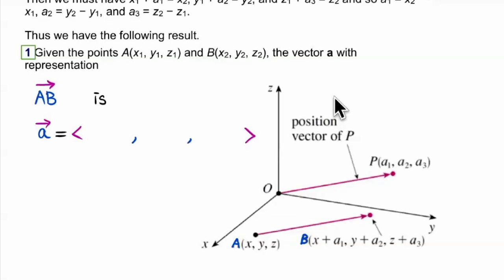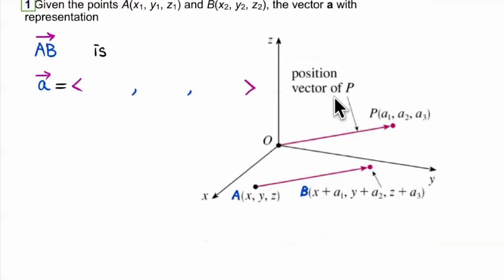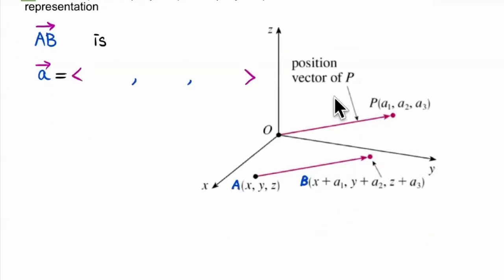Let me give you an example. Suppose the initial point, this point over here, is say 5, 3, and then 1. This ending point here, suppose. This is an example.